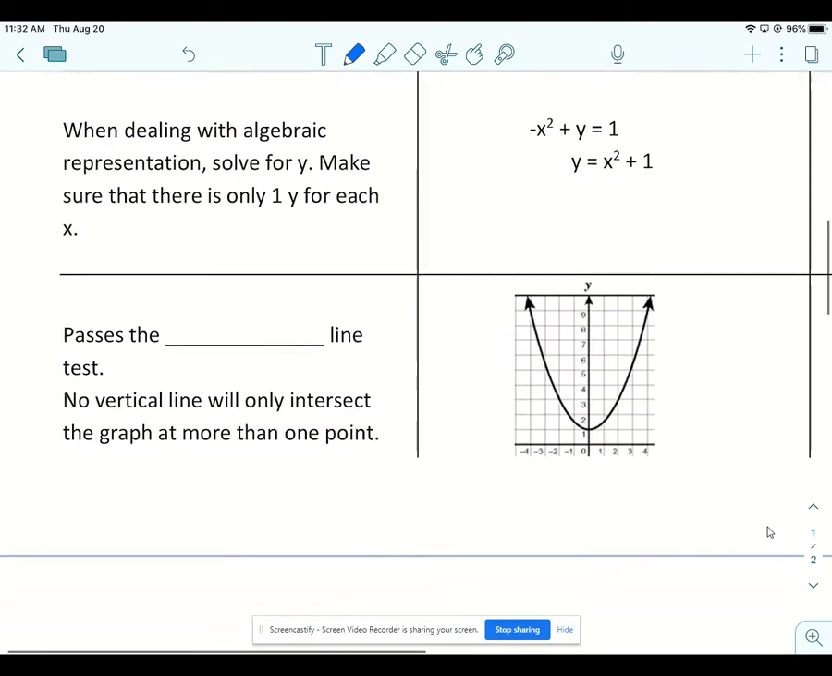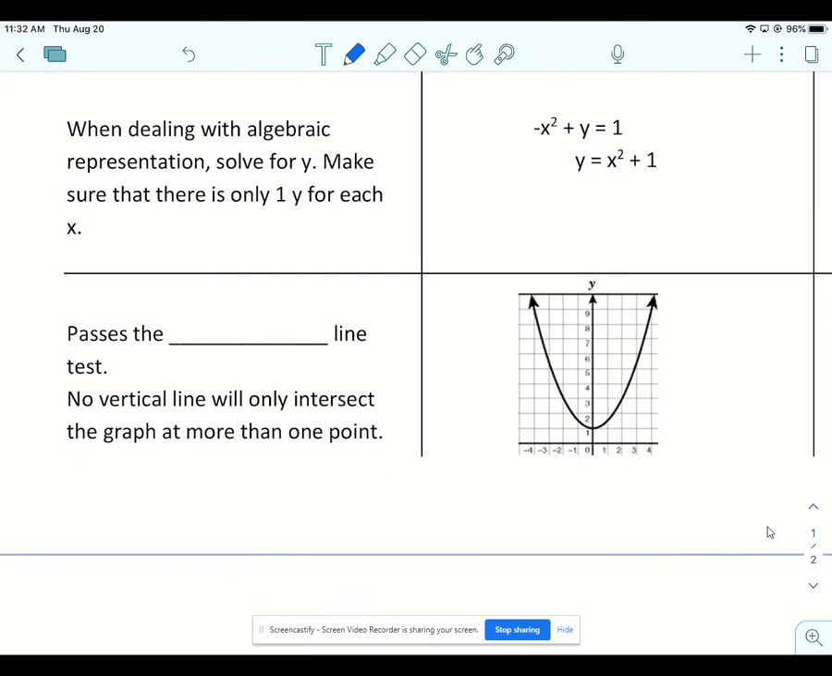Okay, another thing that might be kind of new to you guys is looking at it in algebraic form and deciding if it's a function. When dealing with an algebraic representation, you're going to need to solve it for y, and then make sure that there is only one y for each x. The case when you would have to do plus or minus, that's when it's not going to be a function. So this example, we start off with it in this form.